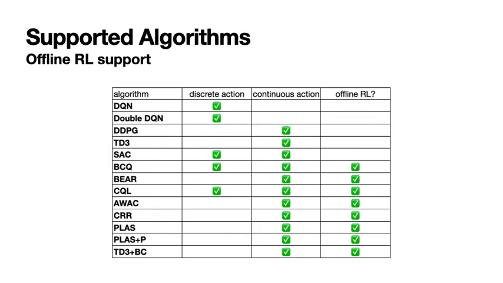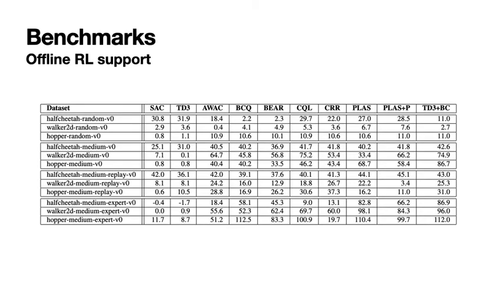d3rlpy supports a number of offline RL algorithms, as well as the popular online RL algorithms. Currently, 5 discrete action algorithms and 11 continuous control algorithms are available. The implemented algorithms are benchmarked to ensure the implementation quality so that the researchers can start using this library for the baseline or the application works. According to our benchmark results, our recommendation is TD3 plus BC because of the stable performance, the faster training speed, and fewer hyperparameters to tune.